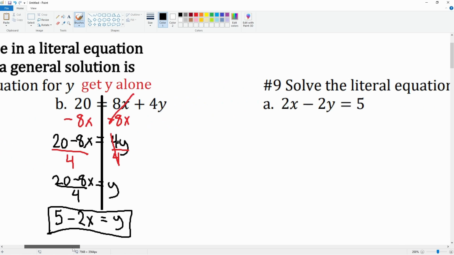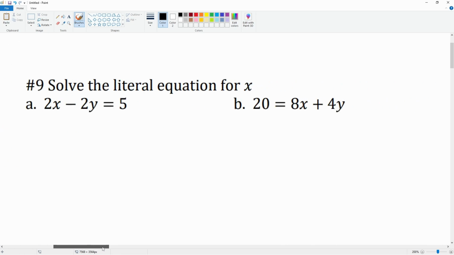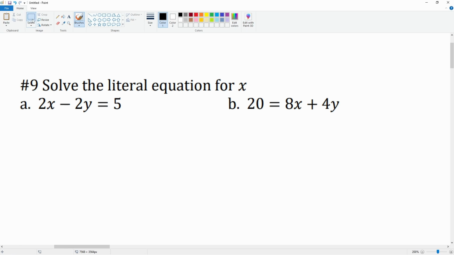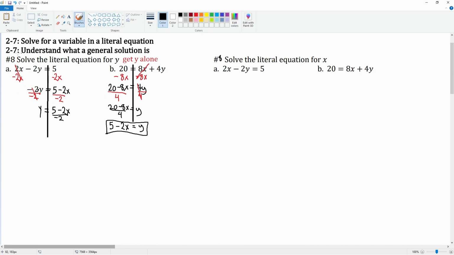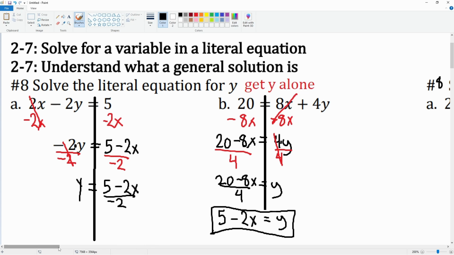Now I'm going to do this question as well. This should not be 9. This should just be the second 8 here. Because notice, it's the same problem here. It's just that this one, you're solving for x. So you should have a different answer, but they're the same equation.